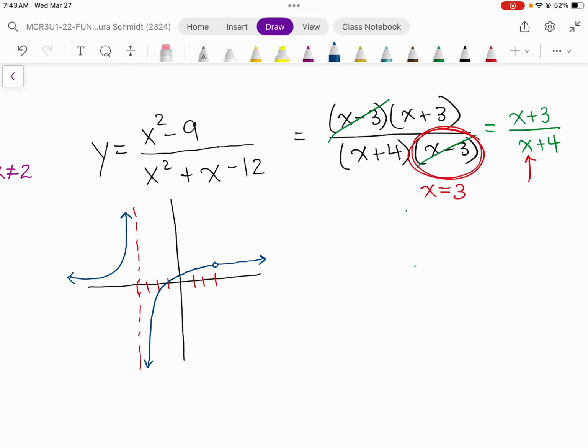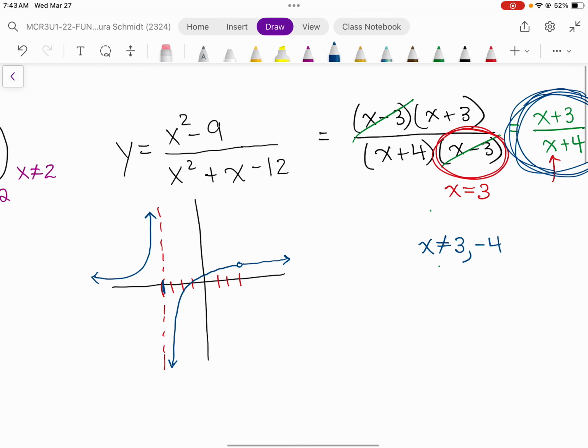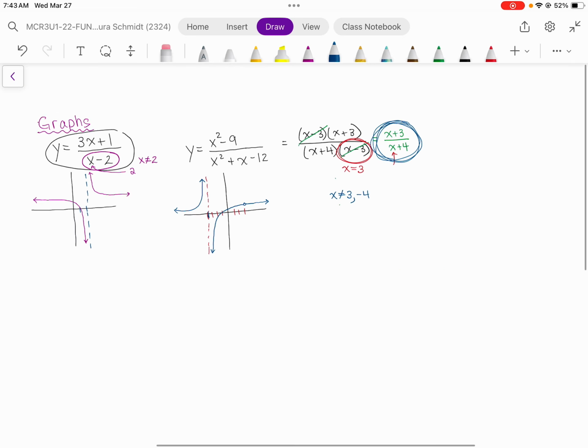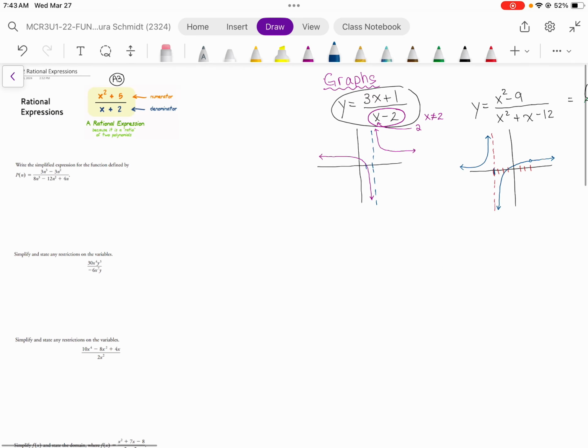So in this course, when you go to state restrictions, you'll say that x can't equal 3 and it can't equal -4. So at -4, there's an asymptote, and at 3, there's a hole. We always get an asymptote from whatever's left in our denominator after we've simplified, and whatever we cancel will give us a hole in the graph. This is way more detail than you need, but I just wanted to explain it in case you wanted to know.